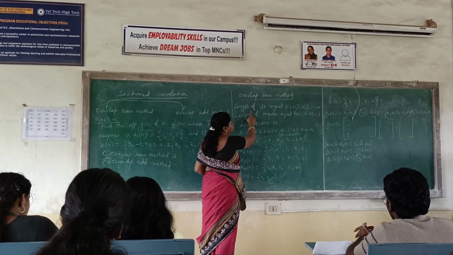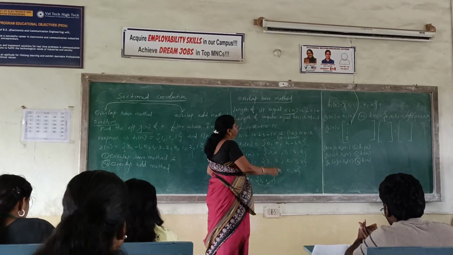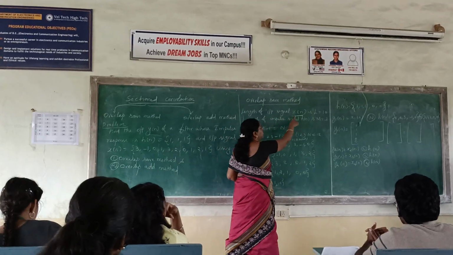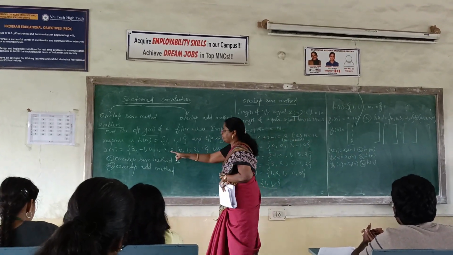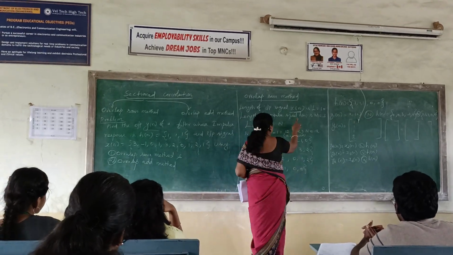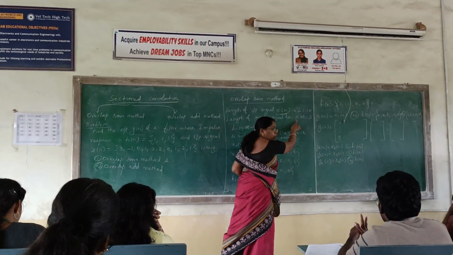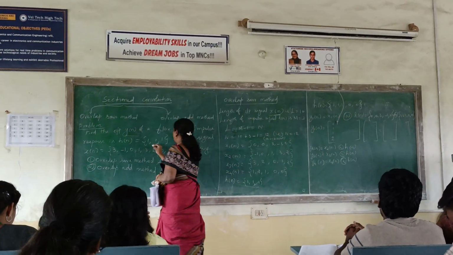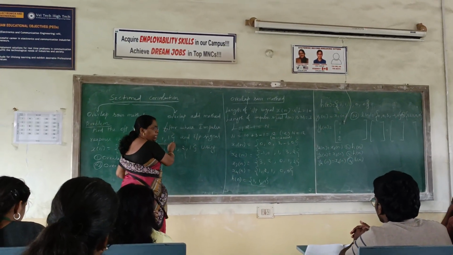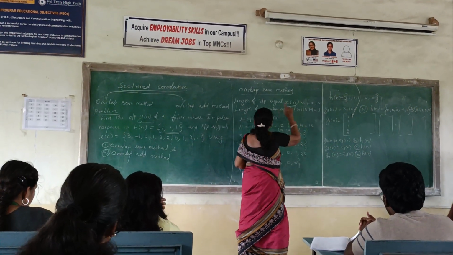What is the length of the input signal? x of n is the input signal. So the length of the input signal x of n is L equal to 10. You just count the number of samples over here. And the length of the impulse signal h of n is M equal to 3. H of n is the impulse signal.